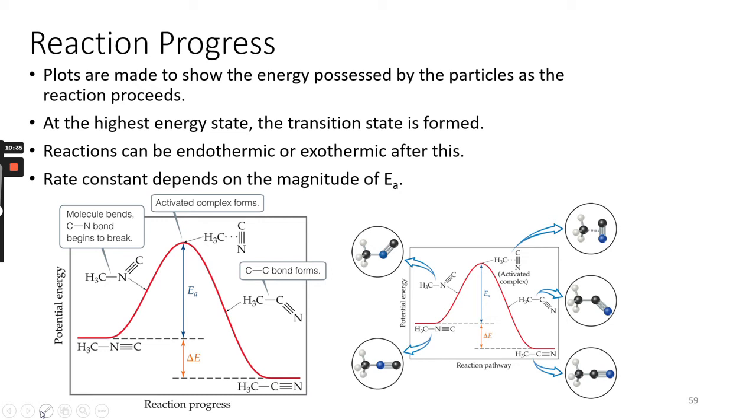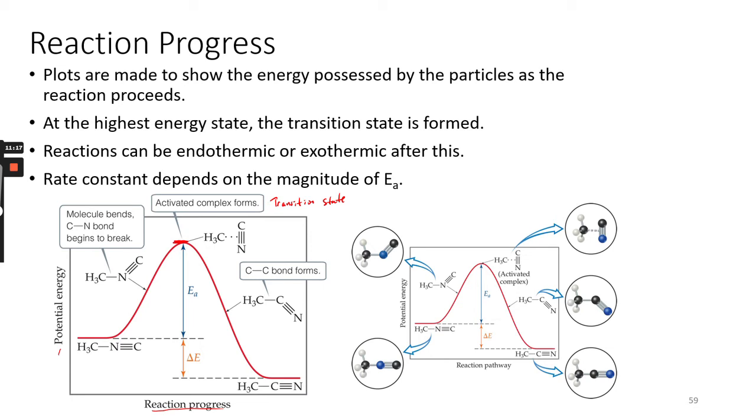So let's look at what's happening here. Here is our activation energy plot. You see we have potential energy on the y-axis, and we have the reaction progress on the x-axis. So plots are made to show the energy process by the particles as the reaction proceeds. At the highest energy state, a transition state is formed. Here is our highest energy state. Here is our activated complex, okay? And this is our transition state. The molecule up here has enough energy for the reaction to proceed.